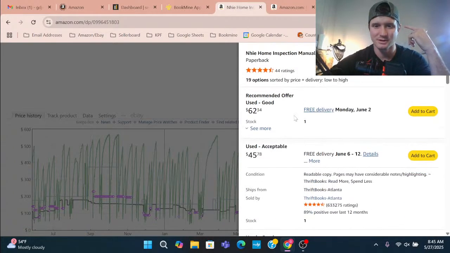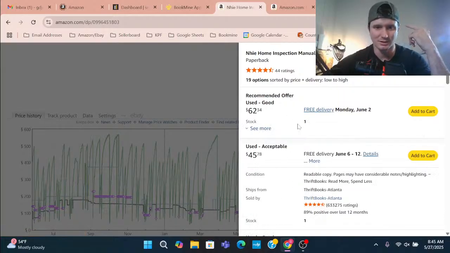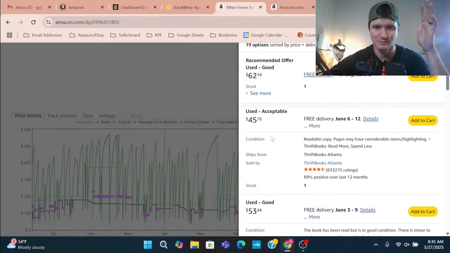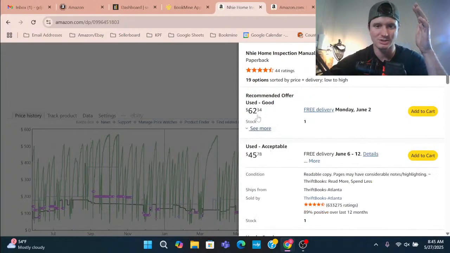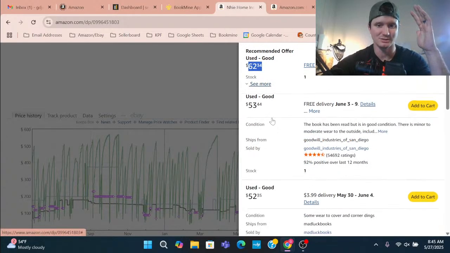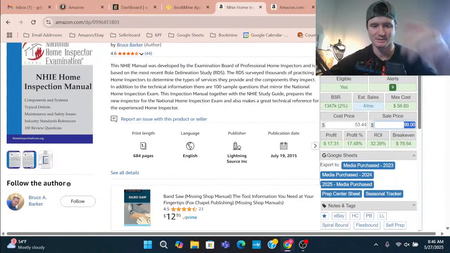But let's see. This one I'm pretty sure is a prime, which they've only got one in stock, so that's going to sell pretty quickly. We got 1, 2, 3, and then it pops up to 86. So really our only competition as of now, as long as the buy box apocalypse doesn't come back, our only competition is 62, and then it pops up to 86. And at 86, we're still making a little bit of money.